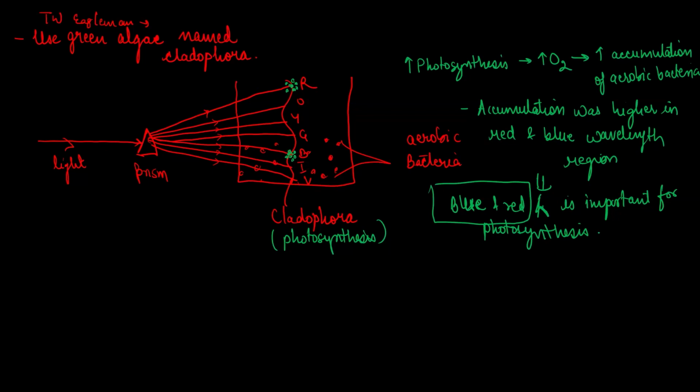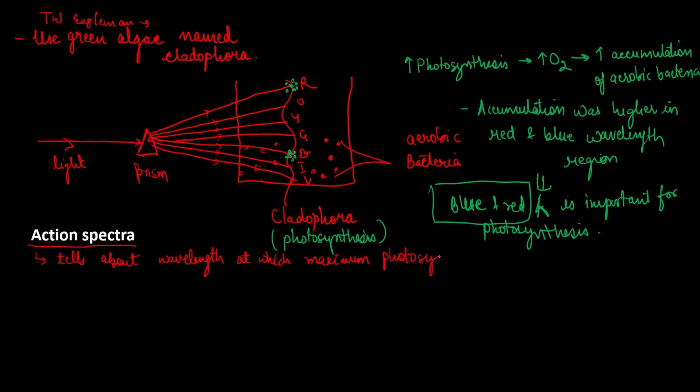Apart from this, he also described one concept in photosynthesis, and that is known as the action spectrum. So what is the action spectrum? The action spectrum basically tells about the wavelength at which maximum photosynthesis takes place. Okay. So these two experiments are connected, right?